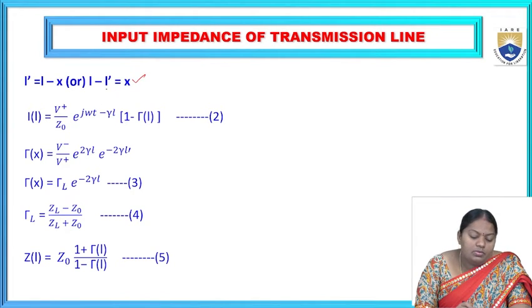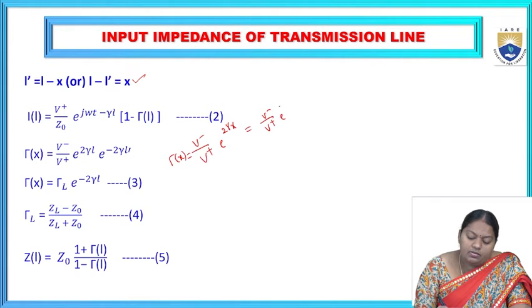Okay, so from this consideration, I of L is equal to V plus by Z naught e power j omega t minus gamma L into 1 minus gamma of L. Now gamma of X is equal to V minus by V plus into e power 2 gamma L. Means in place of this gamma L, if you substitute L minus L dash, then it becomes V minus by V plus e power 2 gamma X. Generally it is written as gamma of X is equal to V minus by V plus e power 2 gamma into L minus L dash.